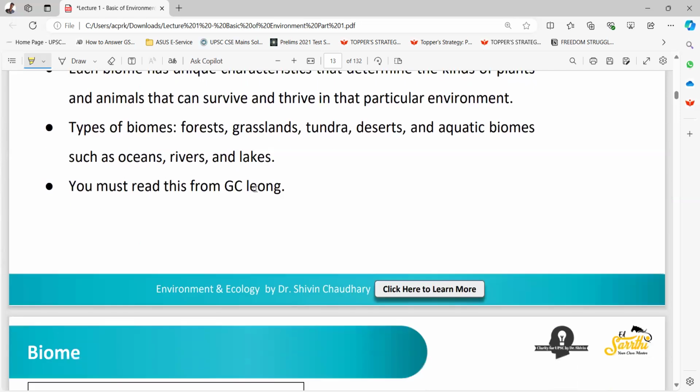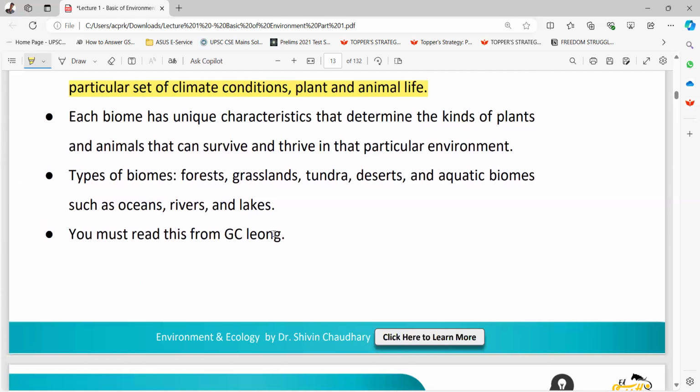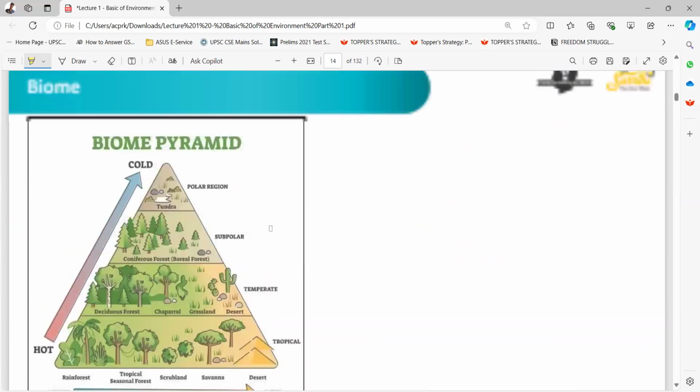You must read this from G.C. Leong. Okay, biome should be read from G.C. Leong.